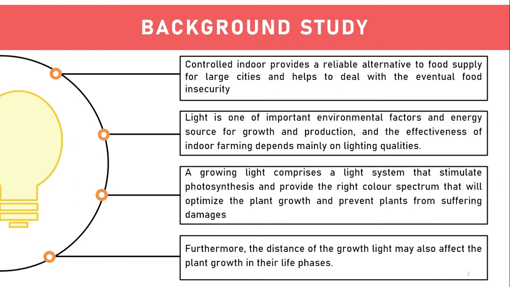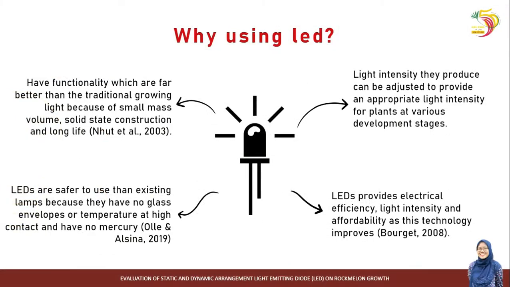Controlled environment farming provides a reliable alternative to food supply for urban cities and helps to deal with the ever-growing food insecurity. Light is one important environmental factor and energy source for the growth and production of indoor farming, and the effectiveness of indoor farming depends mainly on the lighting quality. A grow light comprises a light system that stimulates photosynthesis and provides the right color spectrum that will optimize plant growth and prevent plants from suffering damage. Furthermore, the distance of the grow light may also affect plant growth in their life phases.